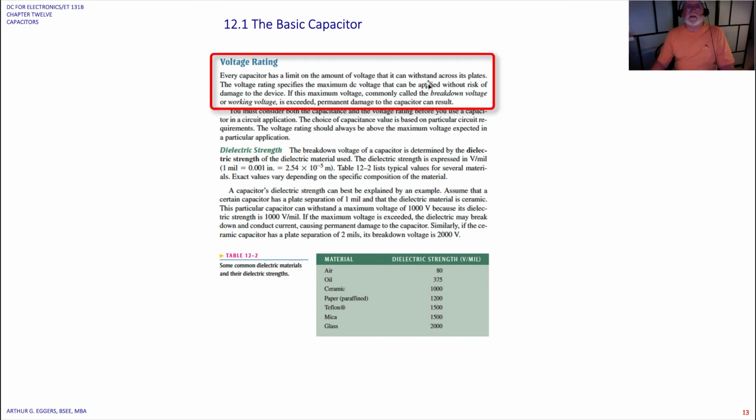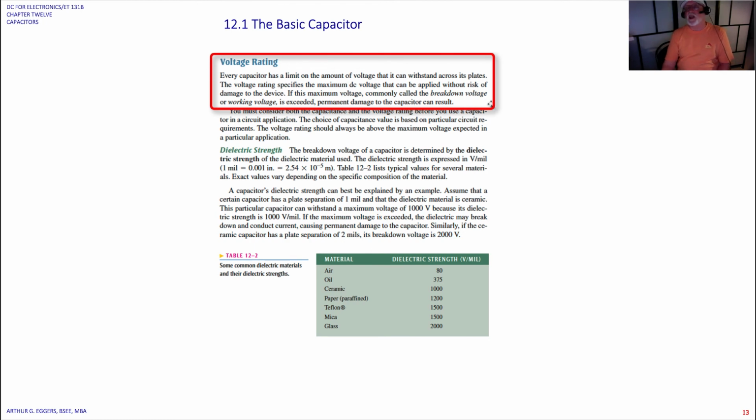So how do we rate a basic capacitor? Every capacitor has a limit on the amount of voltage that it can withstand across the plates. Again, you put enough voltage or potential on those plates, you will cause current to flow through the dielectric, and that's not what you want. The voltage rating specifies the maximum DC voltage that can be applied without risk of damage to the device. If you start getting current through the dielectric, you're going to damage the device. So there is a threshold. If this maximum voltage, commonly called the breakdown voltage or the working voltage, those are the thresholds, if it's exceeded, permanent damage to the capacitor will result.